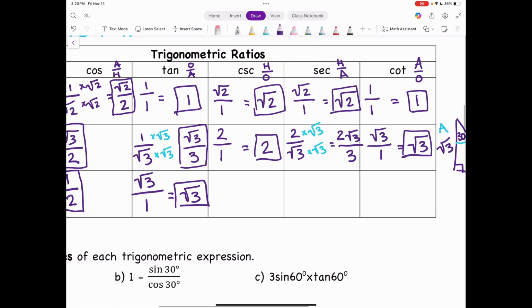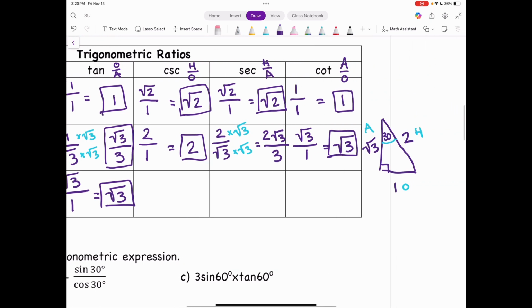Let's move on to our reciprocal trig ratios. So again, we're not looking at the 30 degree anymore. It's still the same triangle. We're just looking at a different angle. Instead of the 30 degrees, we're looking at the 60 degrees now, which would mean that our adjacent has switched with our opposite. This is now our opposite, and this is our adjacent.